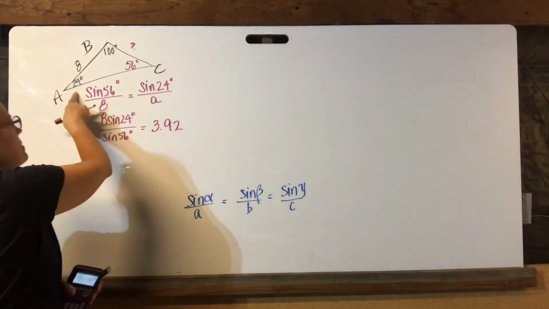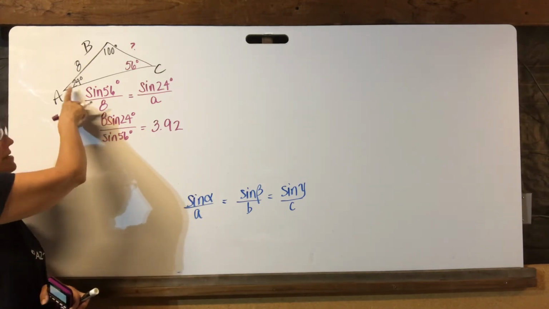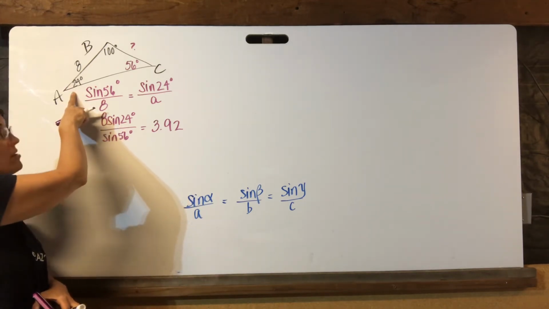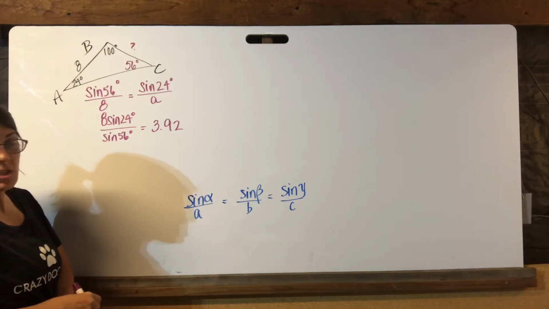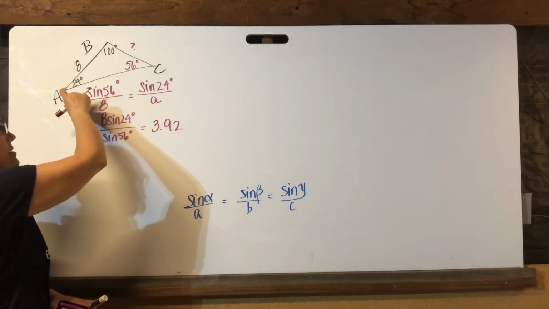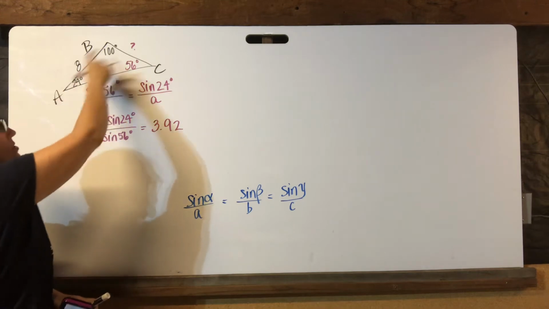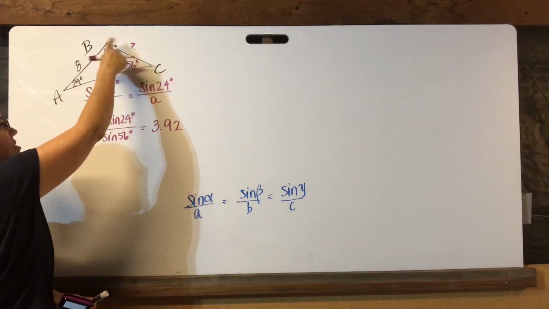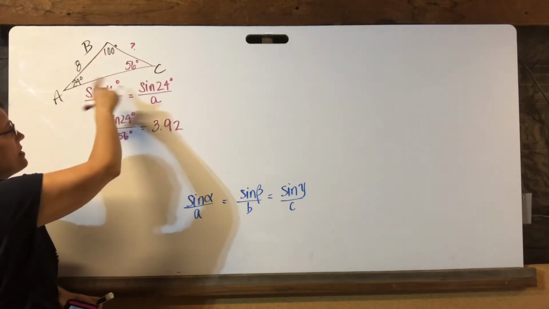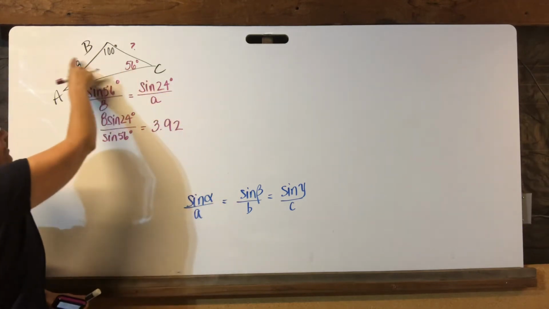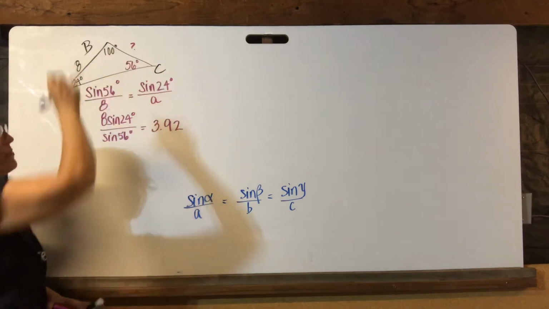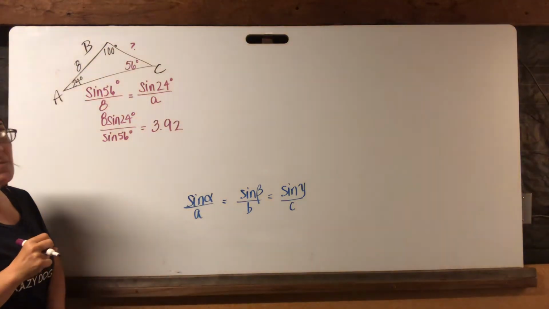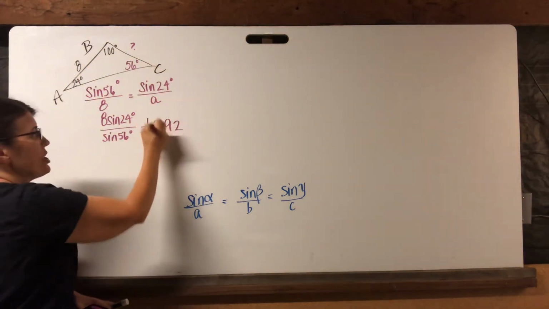So angle A is the smallest angle, so side A needs to be the shortest side. From geometry, smallest angle, shortest side, largest angle, longest side, and then in between angle, in between side. So A must be less than 8, which it is.